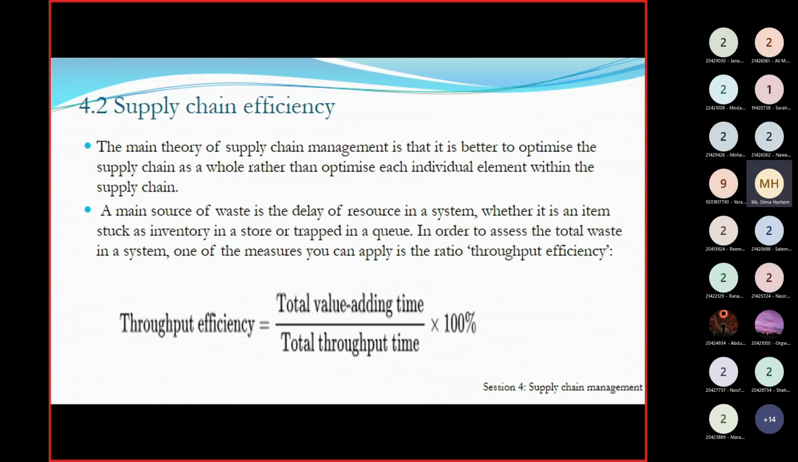The main theory of supply chain management is that it's better to optimize the supply chain as a whole. We want to make it very efficient as a whole chain. What is the difficulty of optimizing the whole chain? The difficulty is that each one of the members is a different business. Each one has a different goal. Each one has a different strategy to achieve their goals. So this is the difficulty in coordination. All these businesses will be coordinating together in order to achieve this efficiency. A main source of waste is the delay of resource in a system.